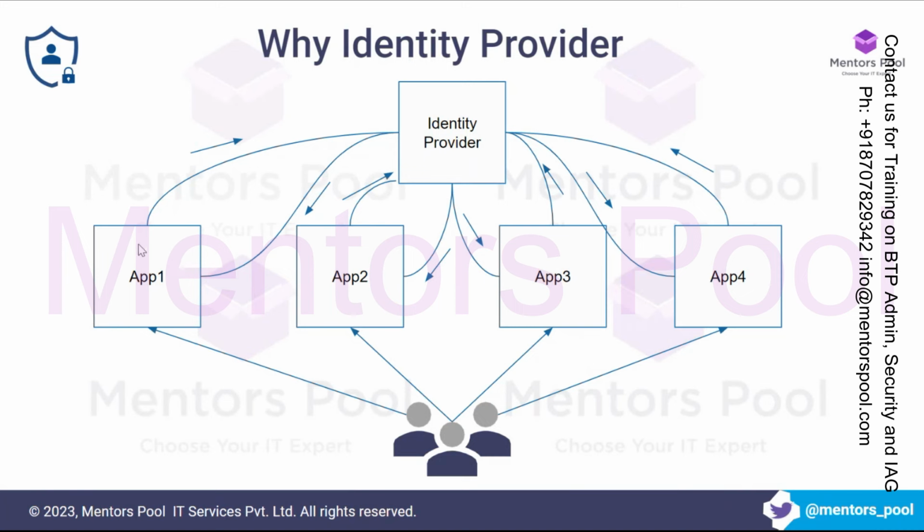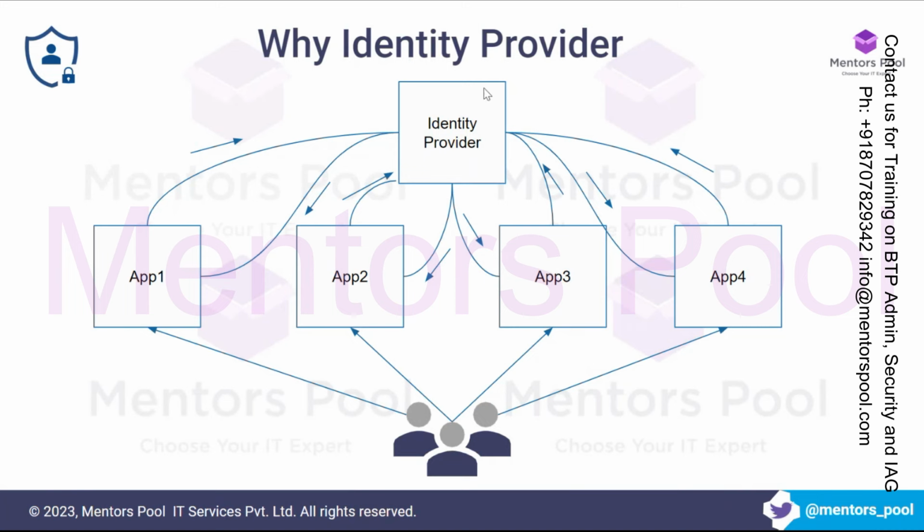One more case: system 1 may use email ID as a user ID, and system 3 may use some combination of first name and last name. It was becoming very difficult for users to log in to the applications, and they had to remember a lot of passwords and a lot of user IDs. Having said that, this was a big challenge.